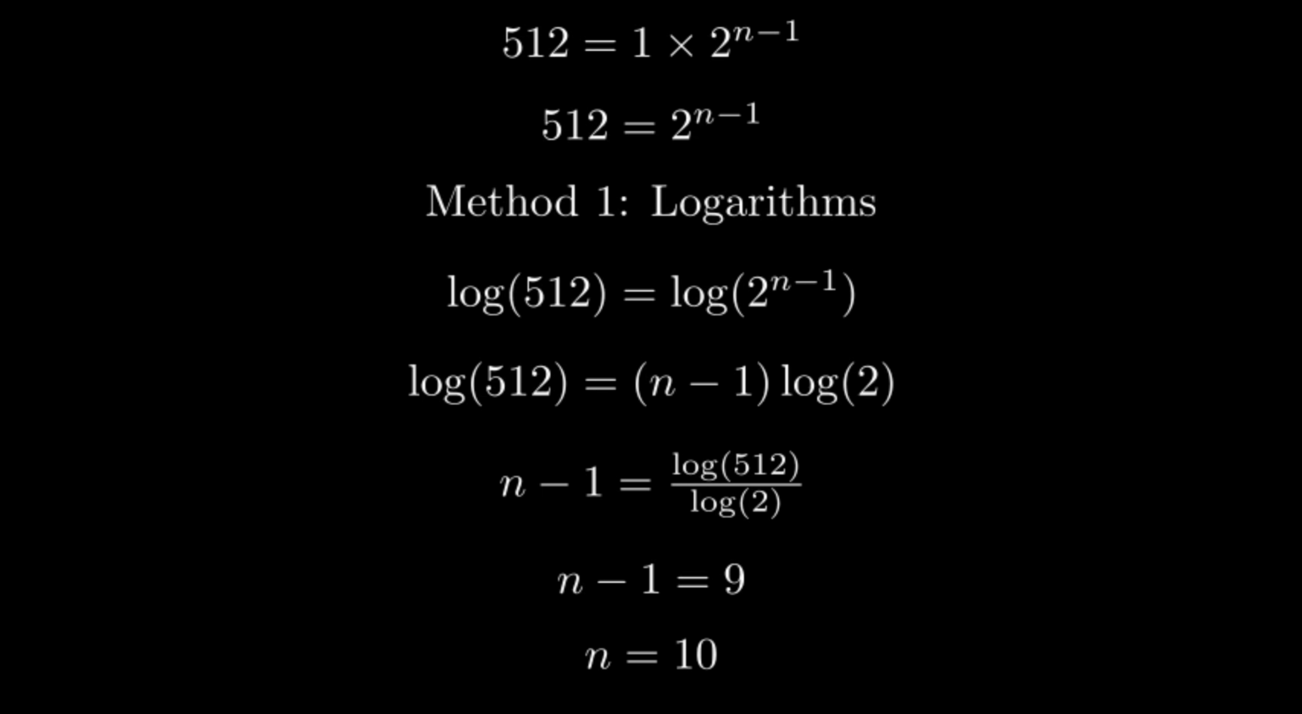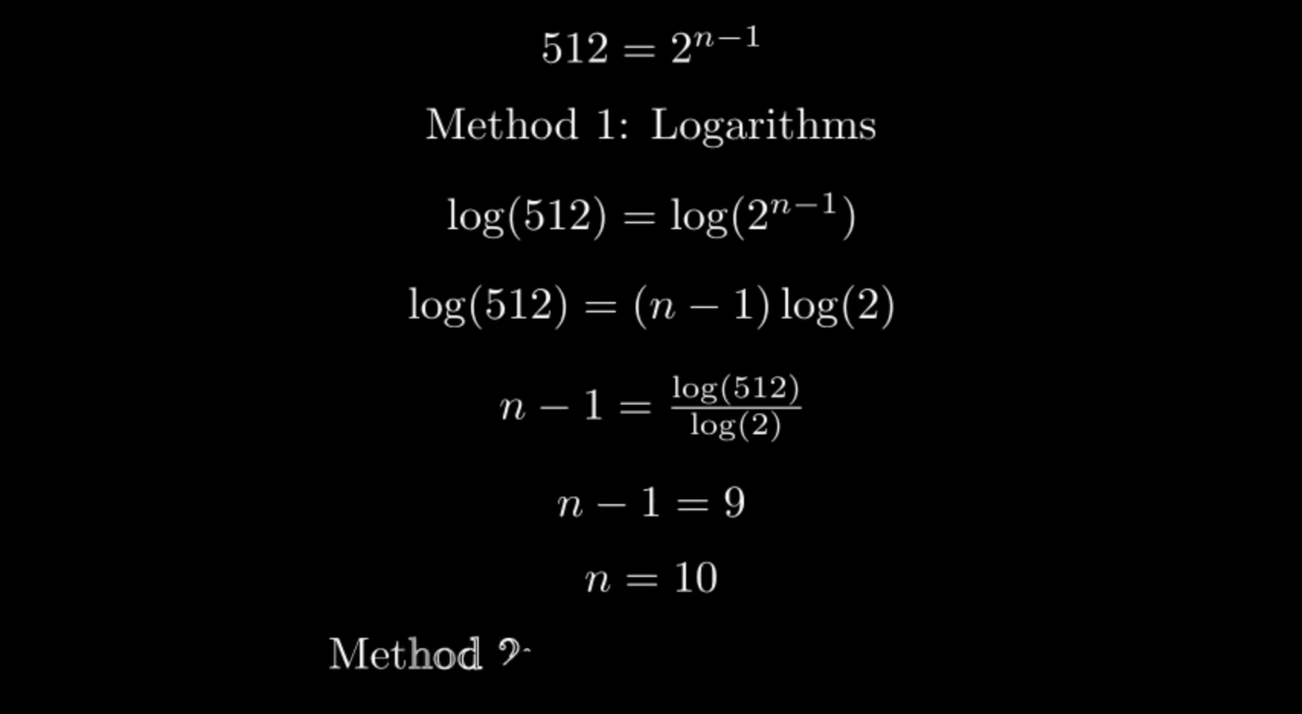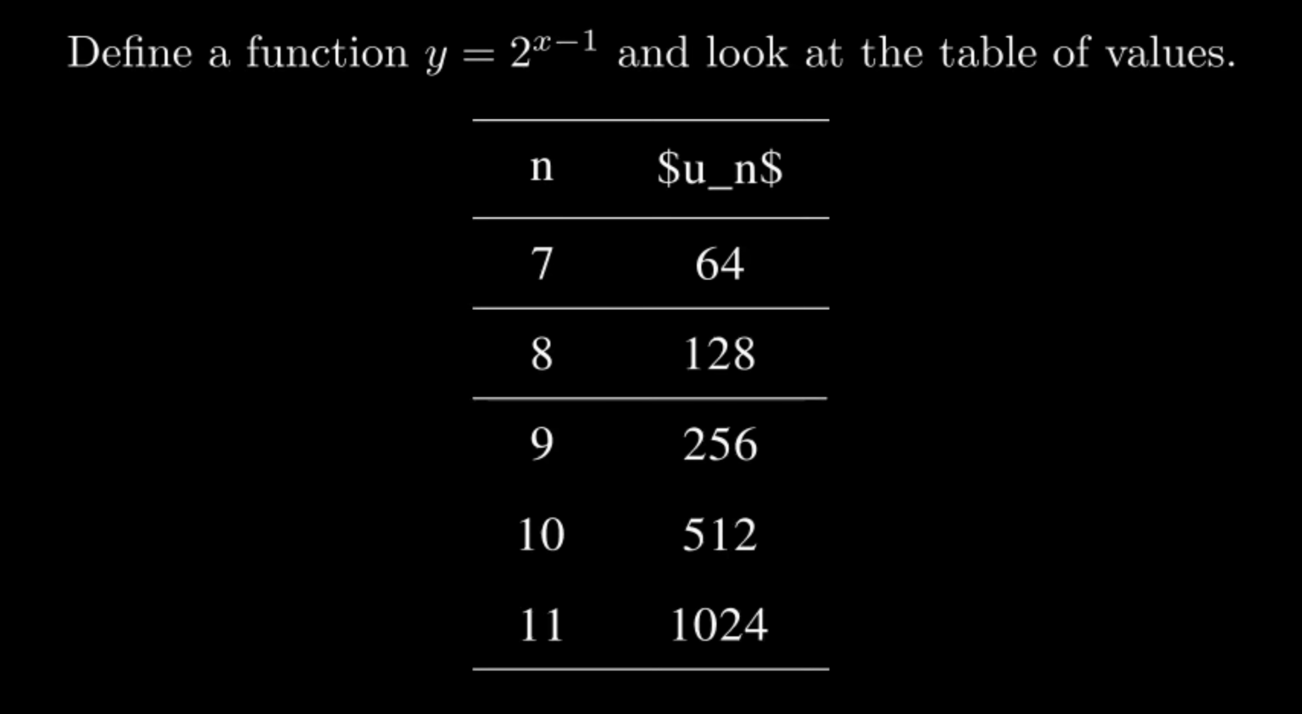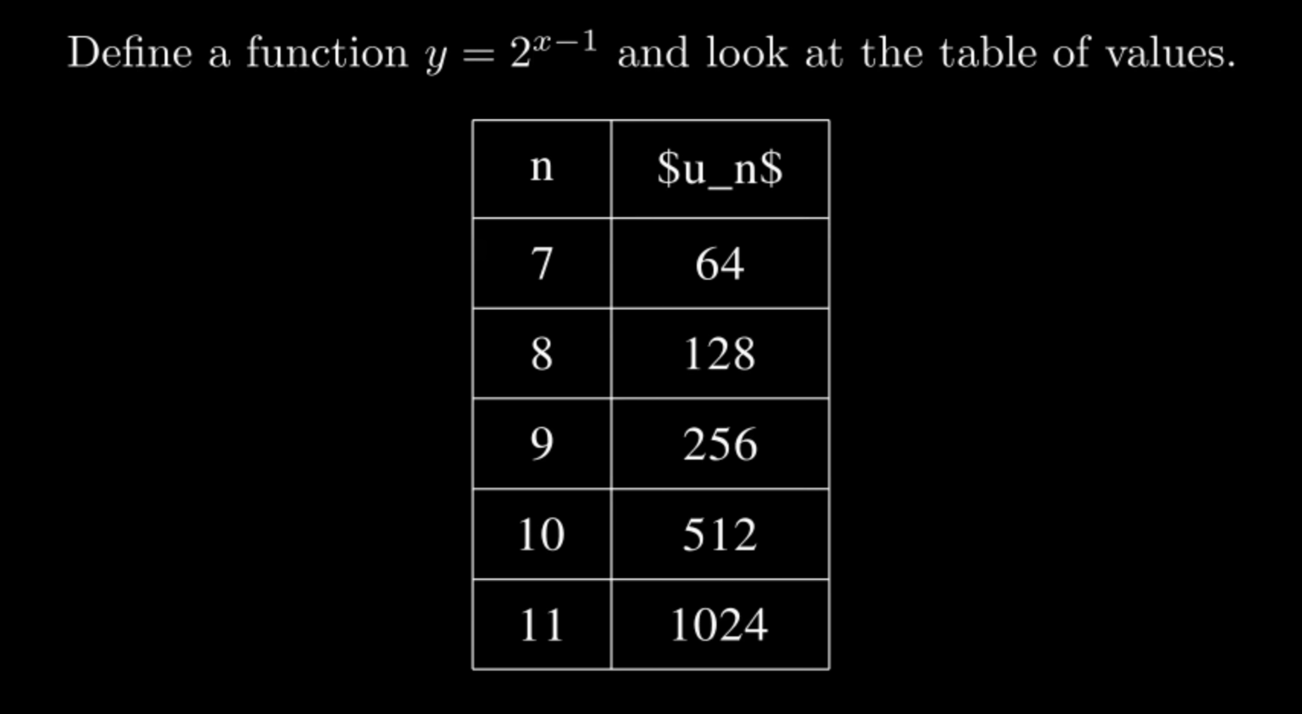Another method, especially useful with a graphing calculator, is to use the table function. You can define a function for the nth term, in this case y equals 2 to the power of x minus 1, and then look at the table of values. You would scroll down the table until you find the x value where the y value is 512. As you can see from this example table, when n is 10, the term is 512. This confirms our answer. So 512 is the 10th term in the sequence.